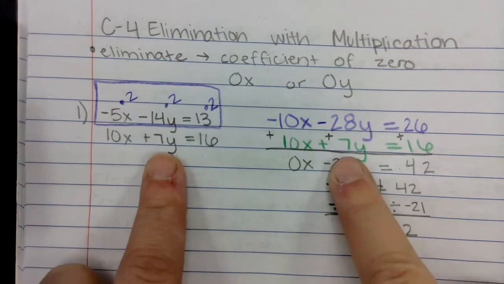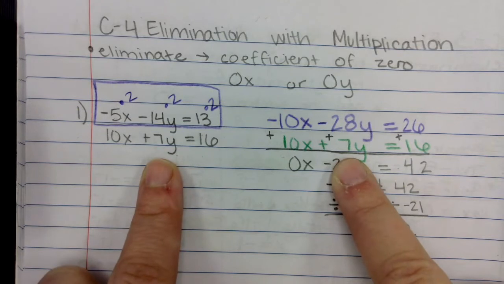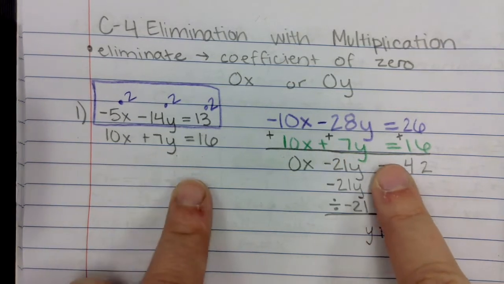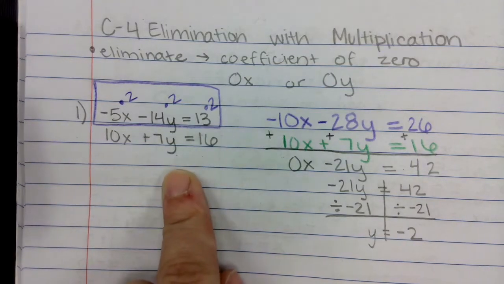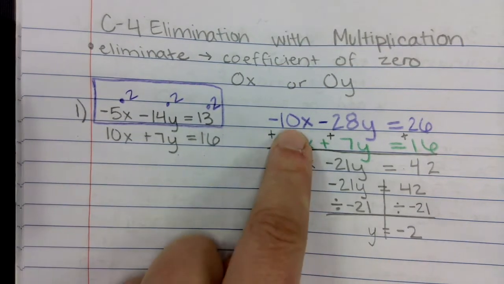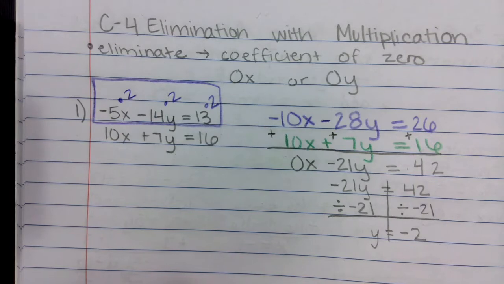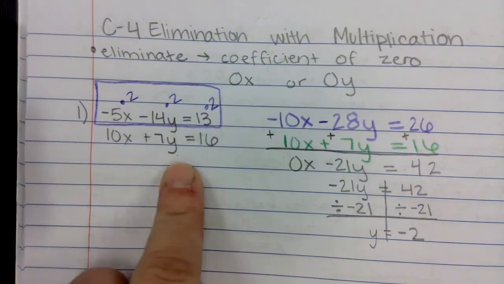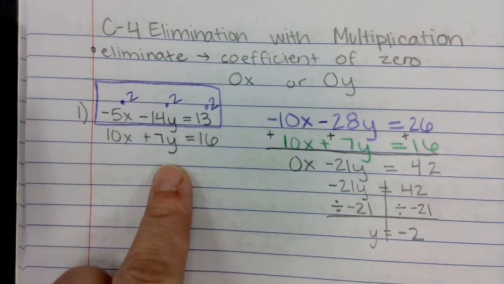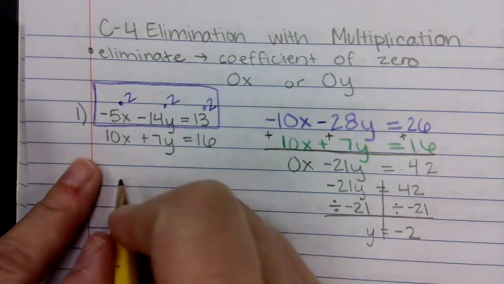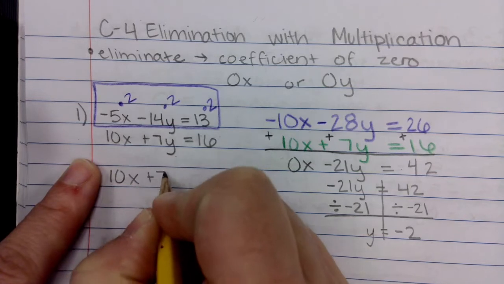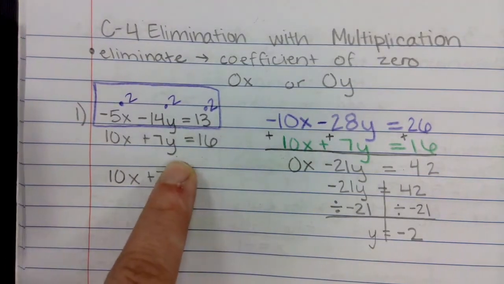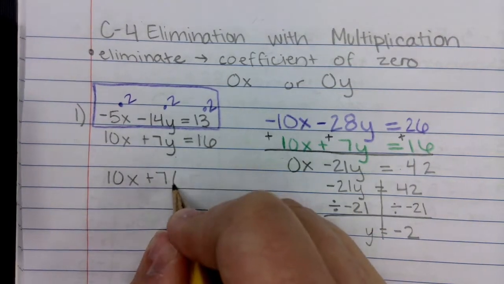Alright, so do you guys want to pick this original top one, the original bottom one, or this new top one? The bottom one here? The 10x plus 7y equals 16? Okay, I would pick that one too because it has all positive. So I'm going to write underneath it 10x plus 7. But instead of y, what are we going to put in for y? Negative 2. And it equals 16.